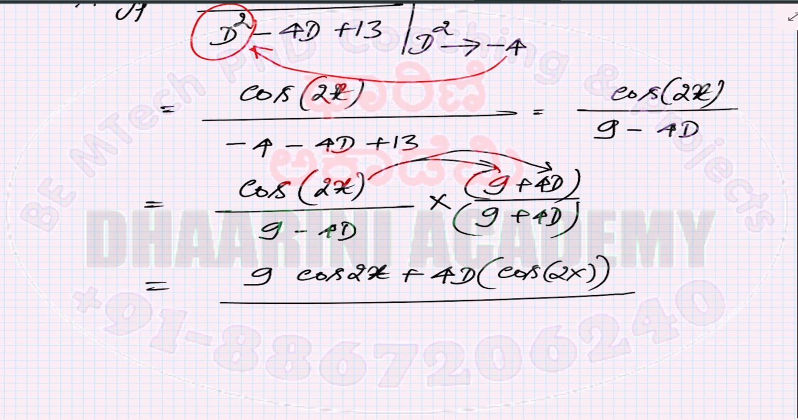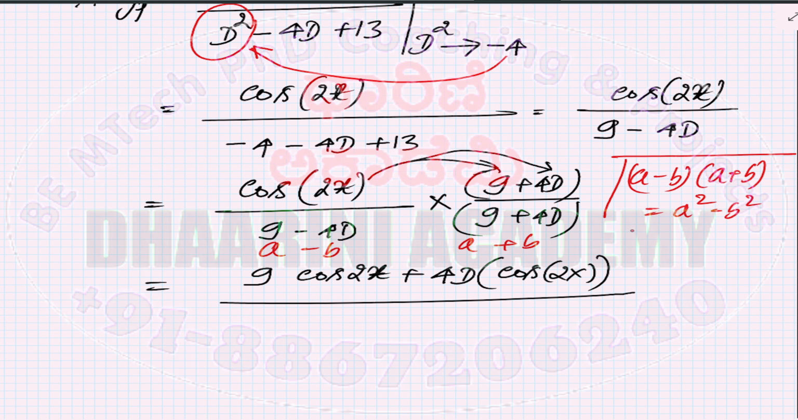Denominator. If you see the denominator, this is pretty straightforward. Why do we multiply by 9 minus 4d into 9 plus 4d? Because this is like a minus b into a plus b. So I know something about this. If you multiply a minus b into a plus b, the answer is simply a square minus b square. Correct? So because of that, now I can write a square, a is 9, 9 square is 81, minus b square, which is 4d squared, 4 square is 16, d is d square. So I got a d square in the denominator.